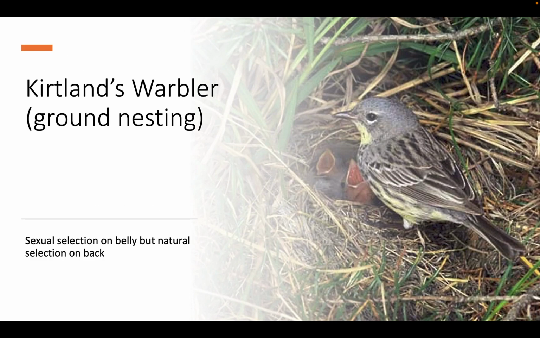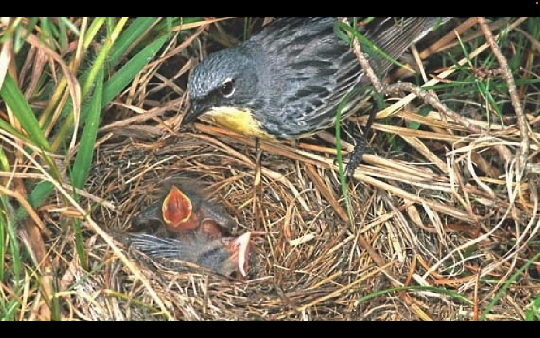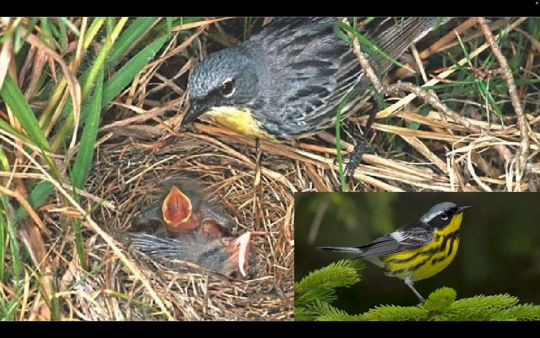Here's the female Kirtland's warbler, and you can see how cryptic she is. She still has a fairly yellow belly, but that's not exposed while she's sitting on her nest. The male Kirtland's warbler again, and then the contrasting, closely related magnolia warbler that you can see has a much more conspicuous back pattern because it nests high in trees and is not worried about predators coming at it from above while it sits on a nest on the ground.